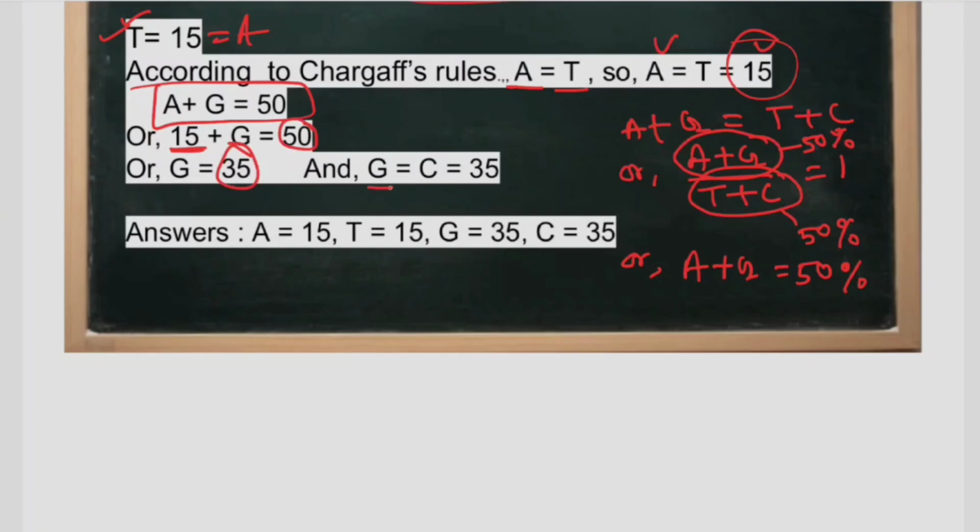Again, we also know that G is equal to C. Whatever the amount of G is there, the same amount of C will be there. Then G is equal to C. That means 35 guanine and 35 cytosine will be there. So the final answer will be 15 adenine, 15 thymine, 35 guanine and 35 cytosine.